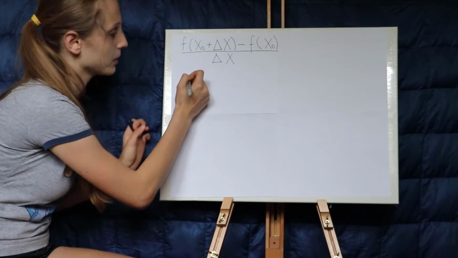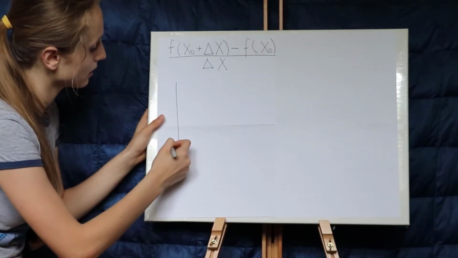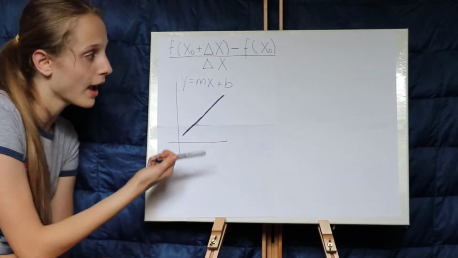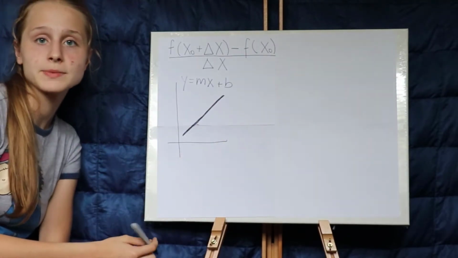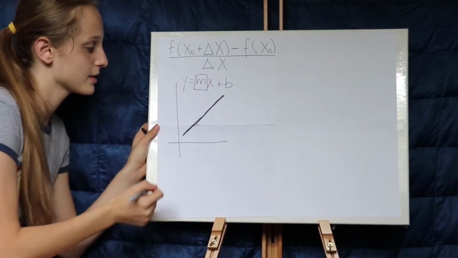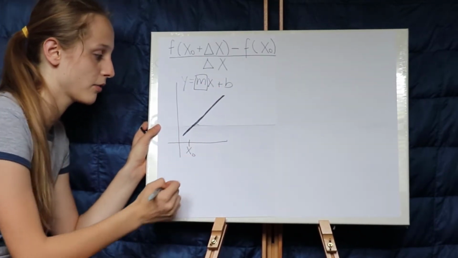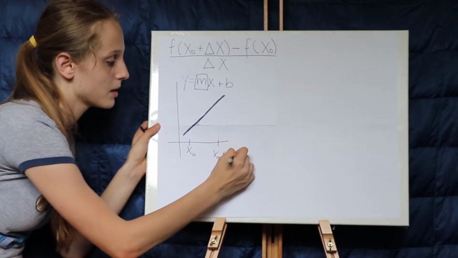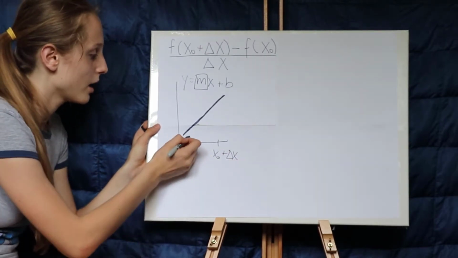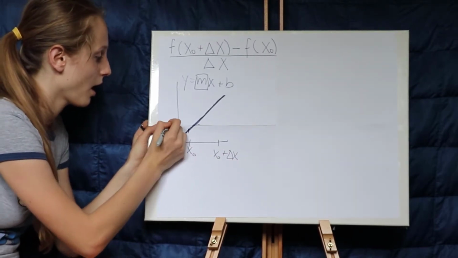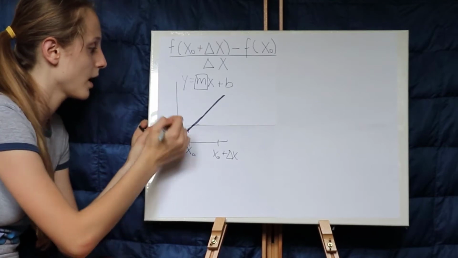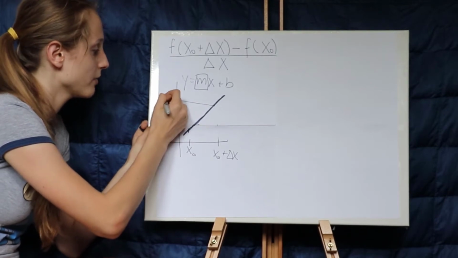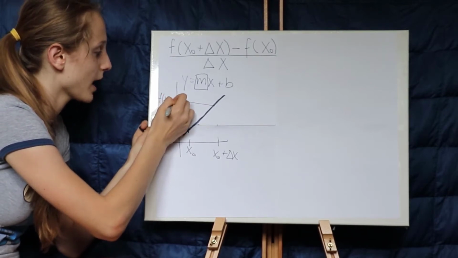So the graph of that car would look something like this. It would just be a line, y equals mx plus b, with the speed being m. So that's the speed, because if you take x sub 0, for example, here, and then x sub 0 plus delta x, plus some number, just a different number, then this would be f of x sub 0, and this would be f of x sub 0 plus delta x.